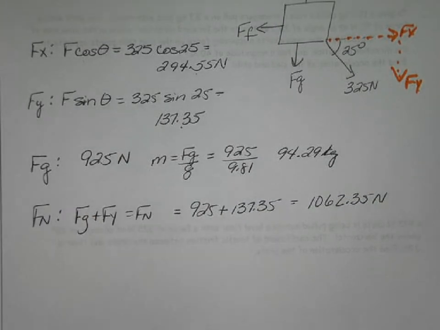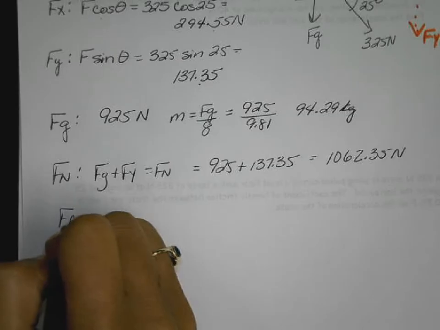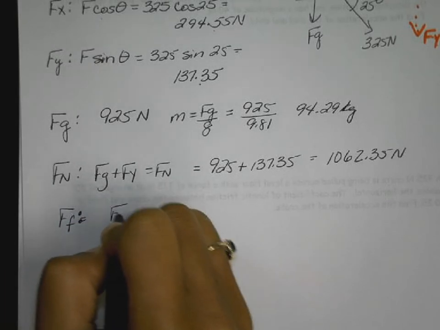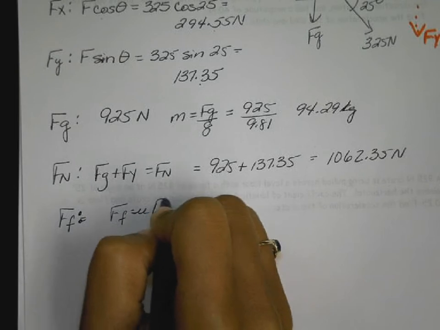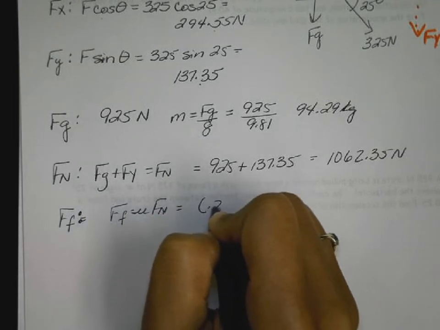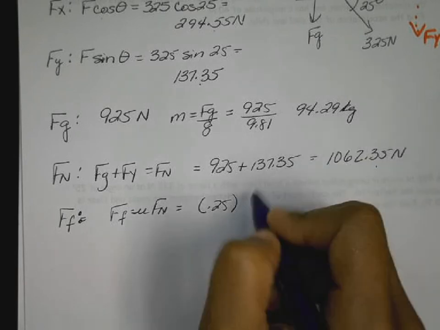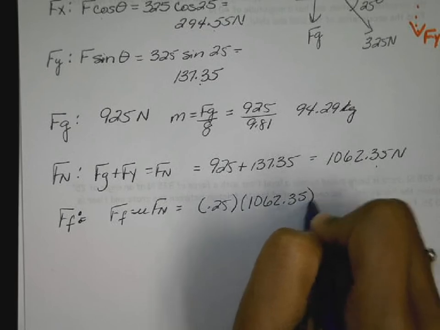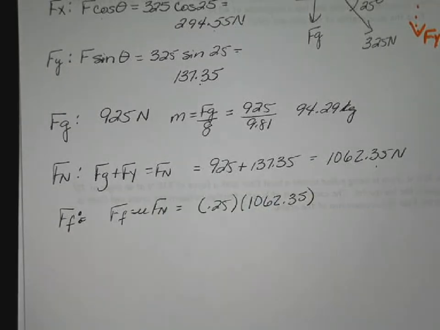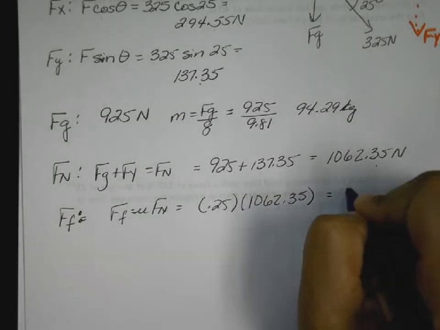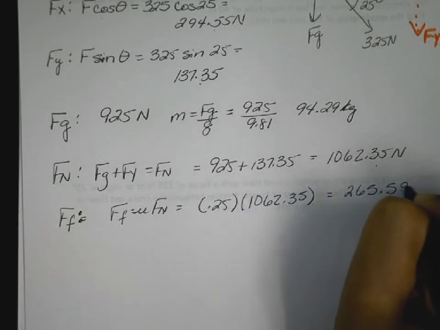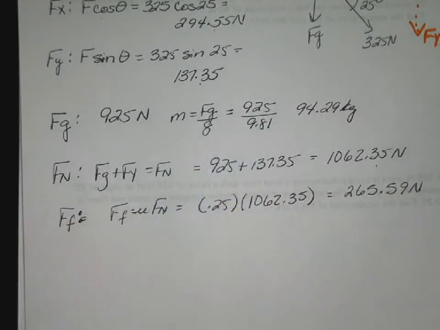Then we get force of friction. What is the force of friction? It actually says force of friction. Force of friction is mu times normal force. 0.25 times the answer we got there, 1,062.35, and that's equal to 265.59 newtons. We're almost done, believe it or not.